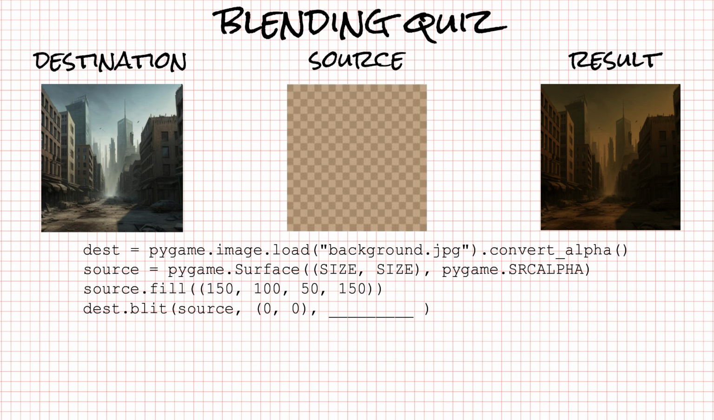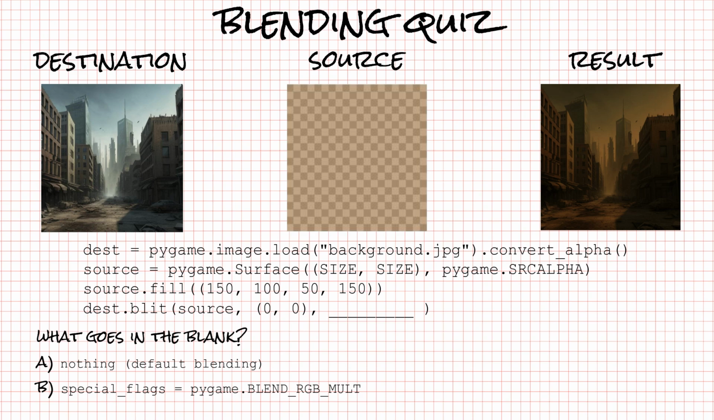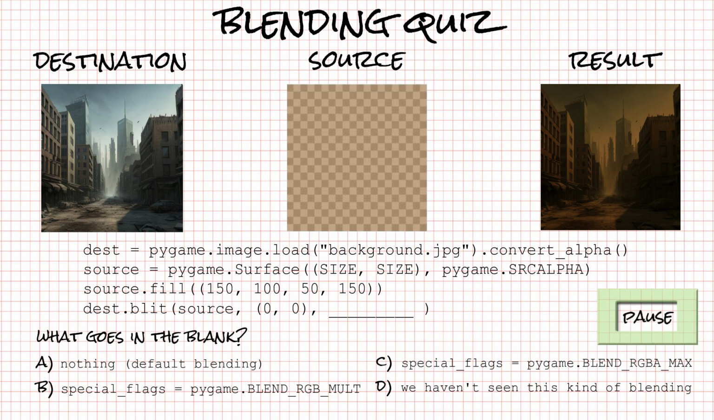In the result surface, we can see the background image, but it's crisp, darkened, and tinted brown. What goes in the blank? Is it A, nothing, the default blending mode, B, special flags equals pygame.BLEND_RGB_MULT, C, special flags equals pygame.BLEND_RGBA_MAX, or D, this cannot be achieved with what we've learned in this video. Pause and work it through.